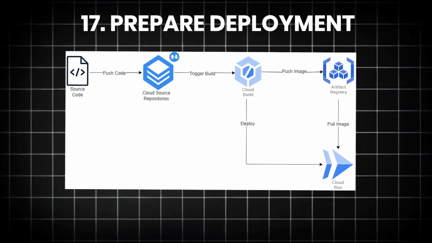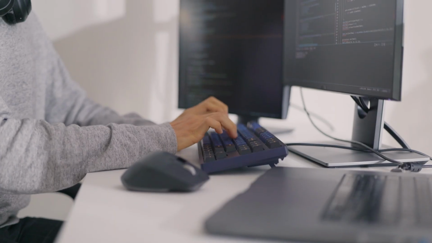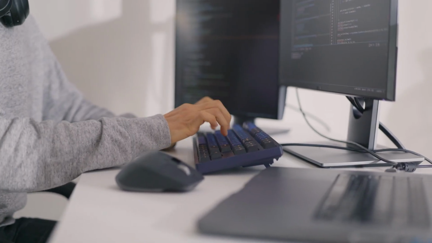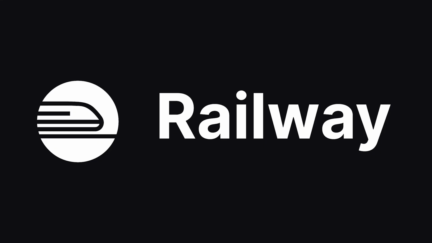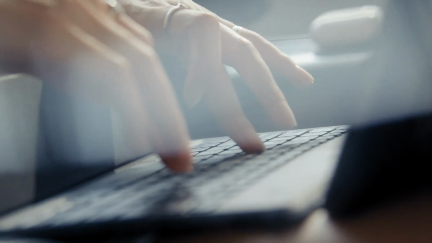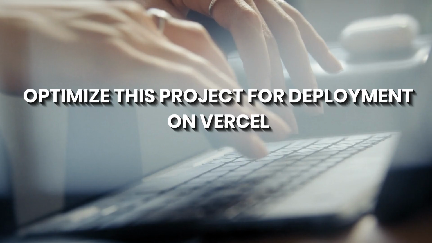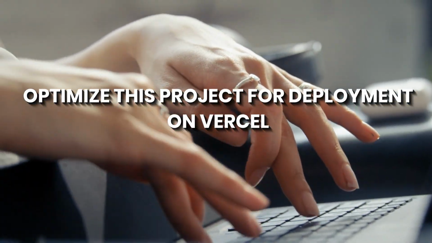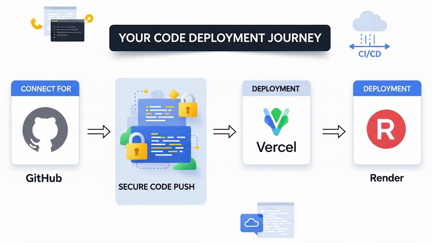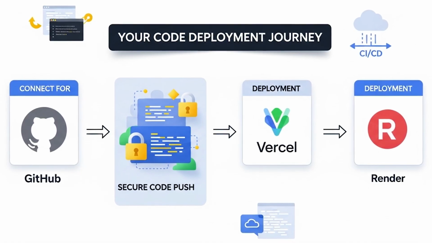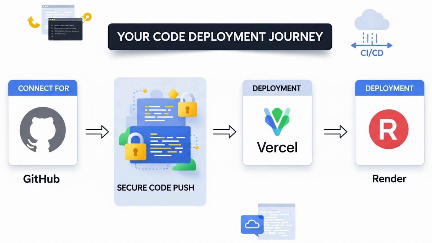17. Prepare deployment. Now prepare deployment. Platforms like Vercel, Render, Netlify, and Railway make your app live. Ask Claude, optimize this project for deployment on Vercel. This is the correct workflow. Connecting GitHub, pushing your code safely, and preparing it for deployment on a platform like Vercel or Render.